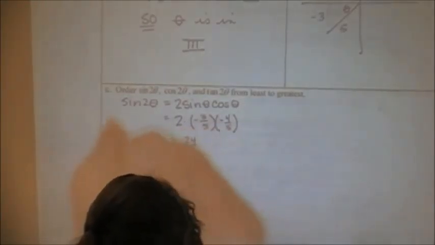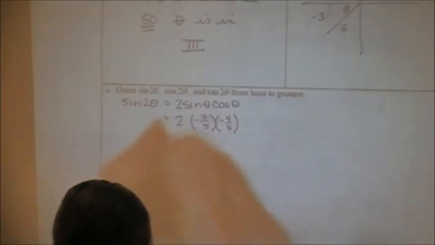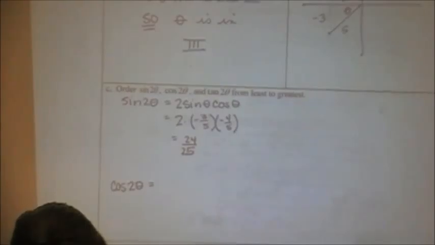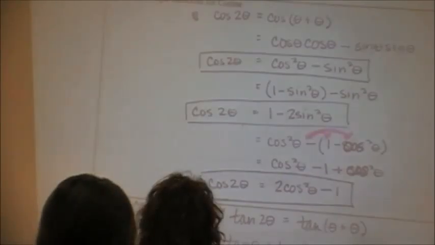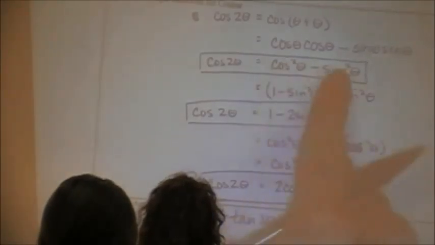Okay, so cosine of 2 theta. Now, we have 3 choices. It doesn't matter which one you use, you're going to get the same answer either way. So let's look at them and see what we think will be easiest, or which one do you want to use? Does it matter? Cosine theta. You want to use this one? Okay, cosine squared theta minus sine squared theta.